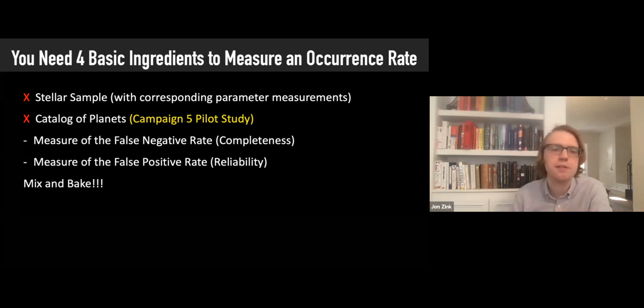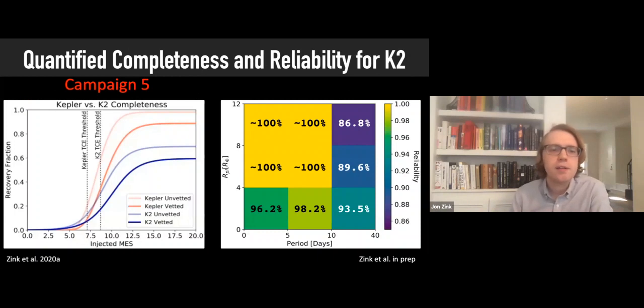Now we need our measurements of false negative rate and false positive rate. Coming back to our pilot study, because our pipeline is fully automated, we can run the injection recovery test and get good measurements of the sample completeness. Plotted here is another one of those MES versus recovery fraction plots. I want you to focus on this dark blue line. That's the K2 vetted completeness. And the darker orange line here is the Kepler completeness.